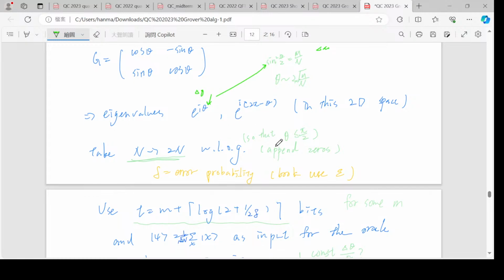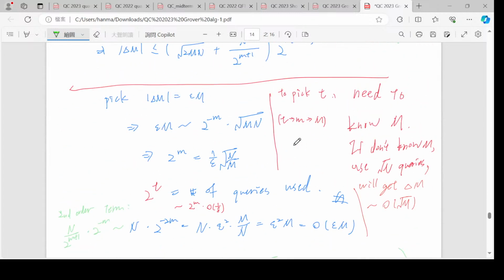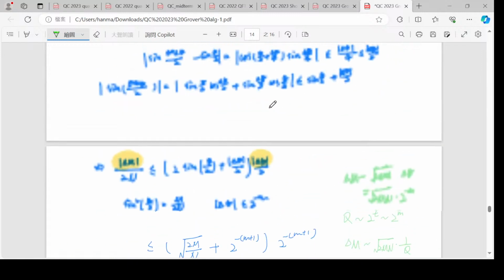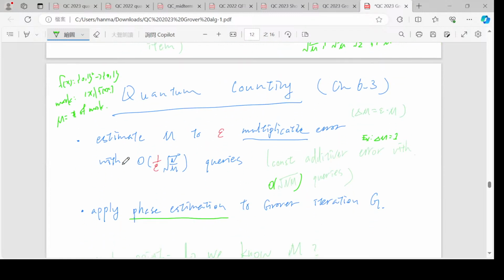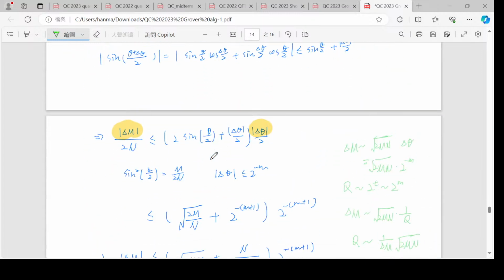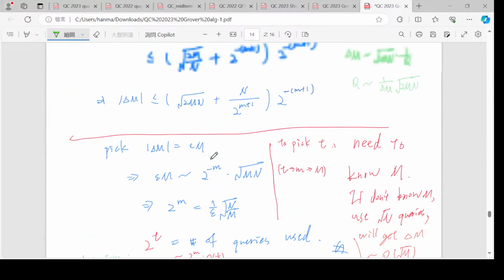And the result is like this. The result is already what we showed before: to get delta m to be epsilon times m, you will need 1 over epsilon times square root of n over m queries. Okay, we have about 10 minutes. Let's see how much detail we can get into.